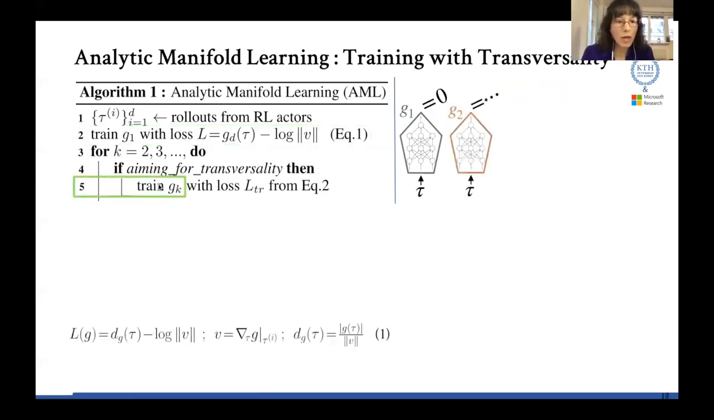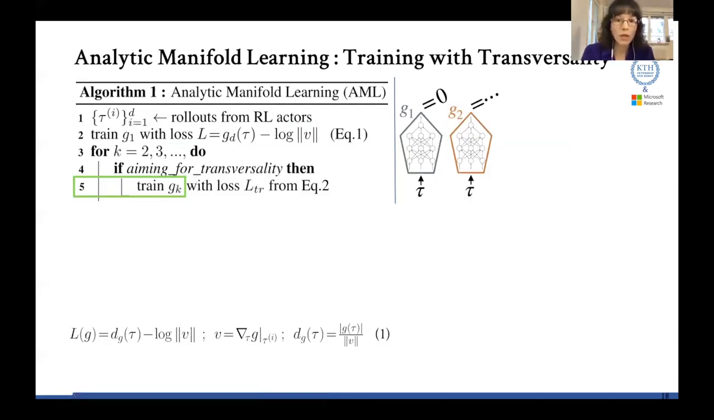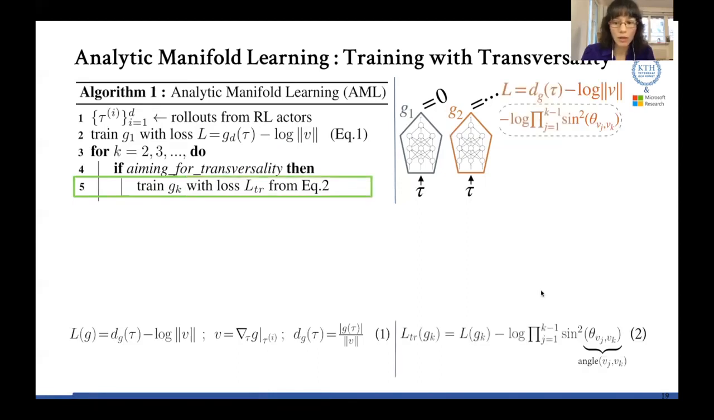And then if we're aiming for transversality, then we train each GK to be such that the gradient of this GK with respect to the input subsequences tau, so basically with respect to the data inputs, are orthogonal to the gradients of the previous GK relations that we have learned, G1 through GK minus 1. Right, so that's how we proceed.